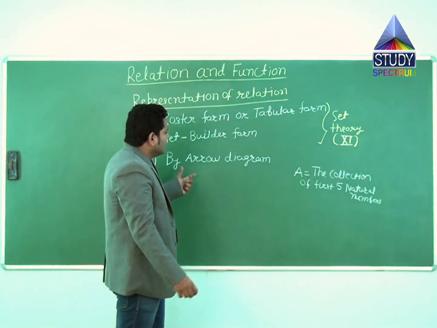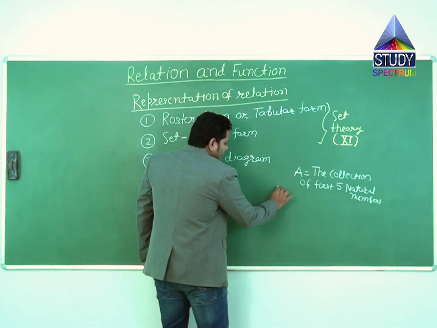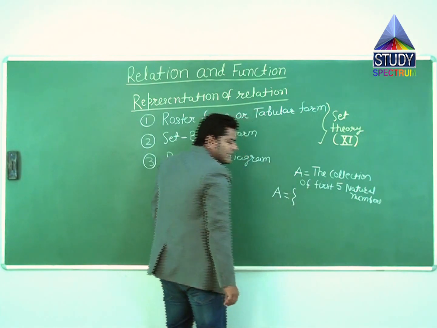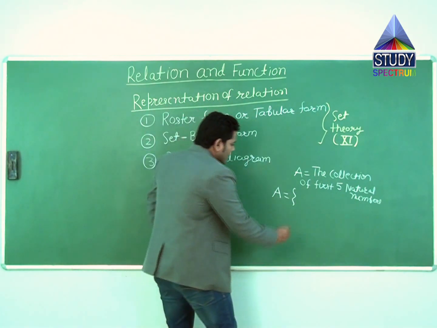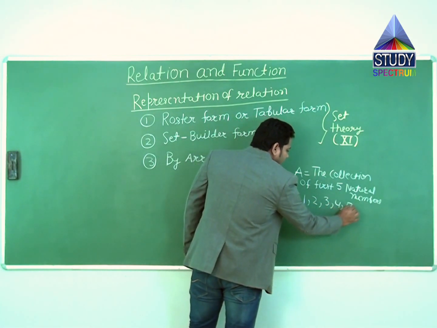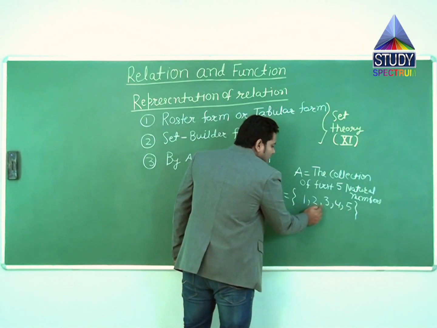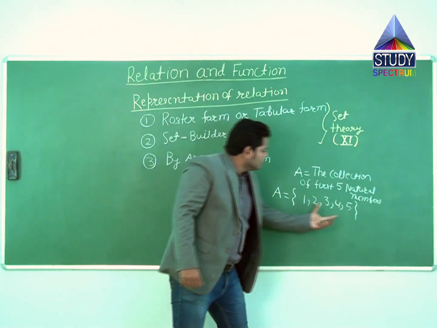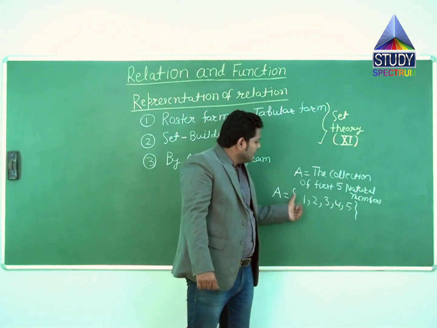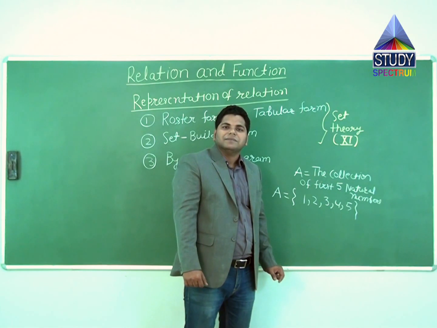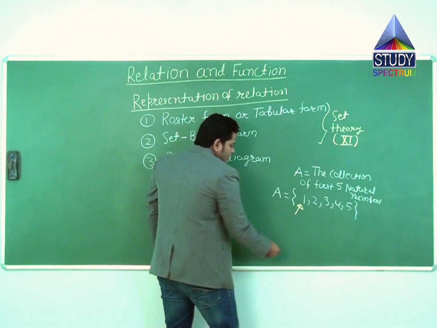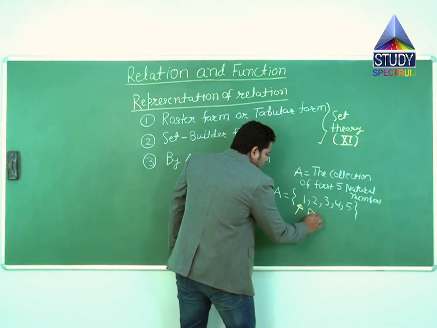Then in roster form we list each and every element. So the first 5 natural numbers are 1, 2, 3, 4, 5. Each element is separated by a comma, and the whole thing is put in curly brackets. So this form of representation is roster form.